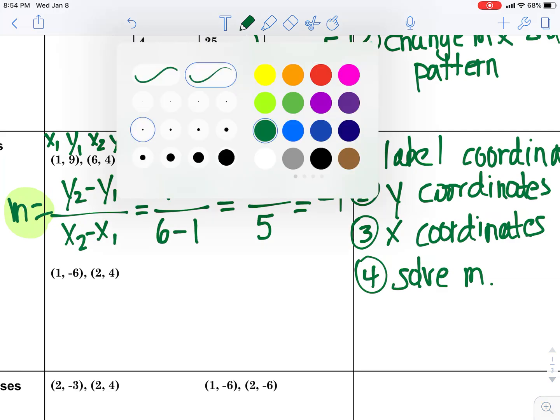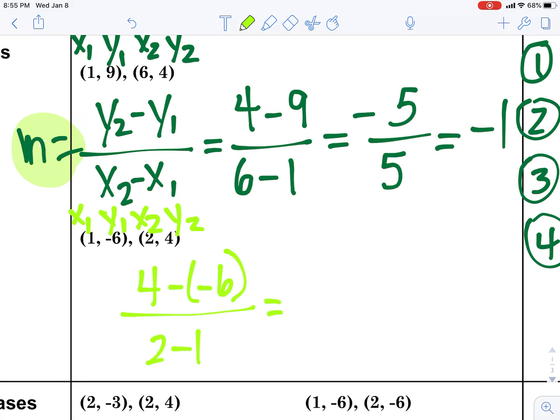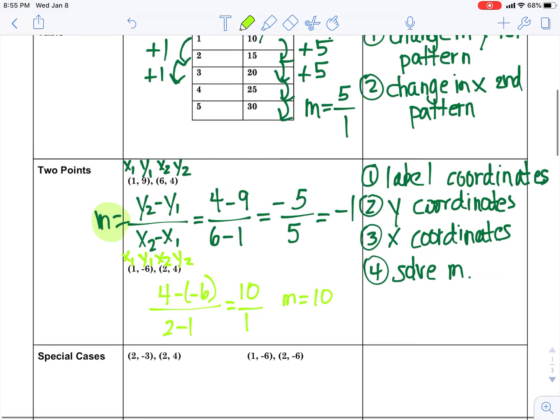All right, when I look down at this one, I'm going to have my x1 and my y1, my x2 and my y2. So when I put those in, I'm going to have 4 minus -6. Make sure you get those parentheses in there. And then 2 minus 1. So that turns that top into a positive 10. The bottom is 1, so slope is equal to 10. Hopefully that made a little more sense than coming from the graph.